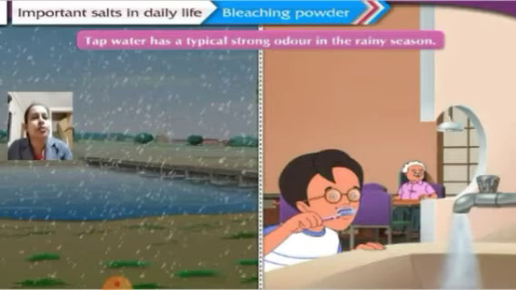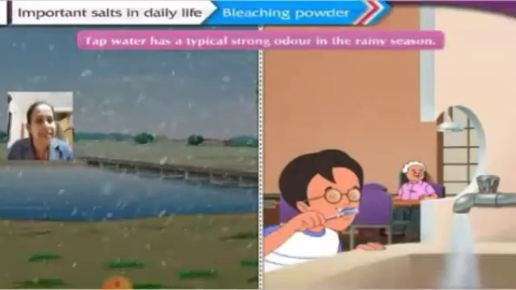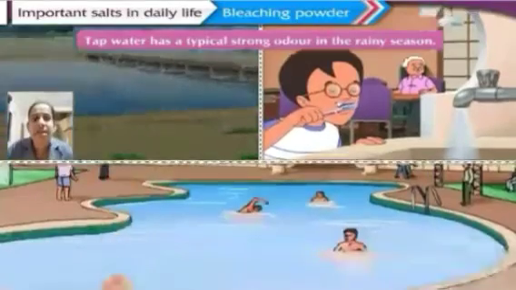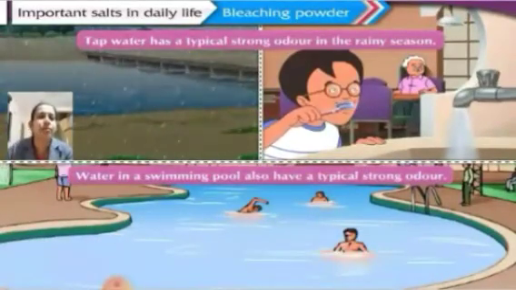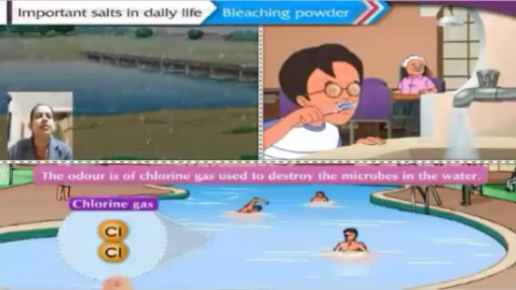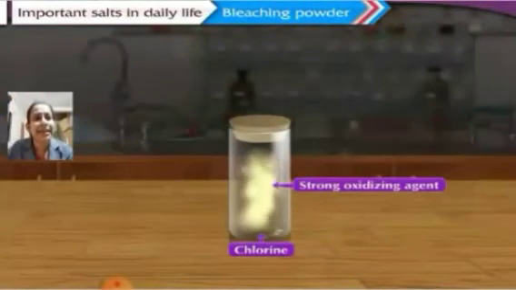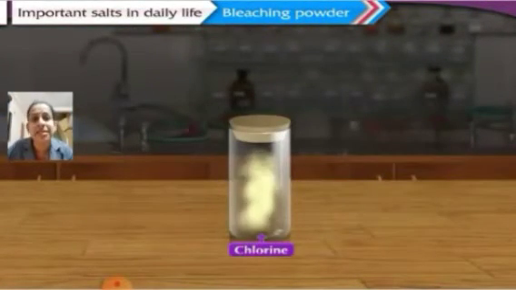Just now I mentioned the tap water. During the rainy season, it gets a typical strong odor of chlorine gas. Even swimming pools have a typical strong odor. It is nothing but the odor of the chlorine gas used to destroy the microbes in the water. So chlorine gas is a strong oxidizing agent.